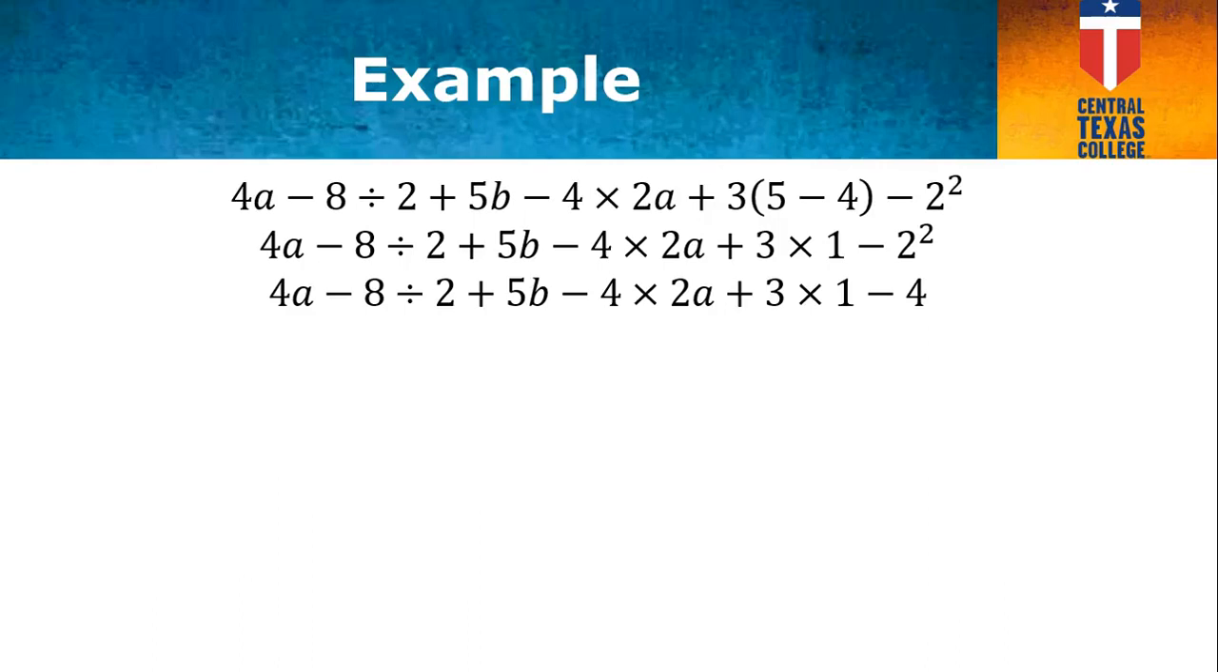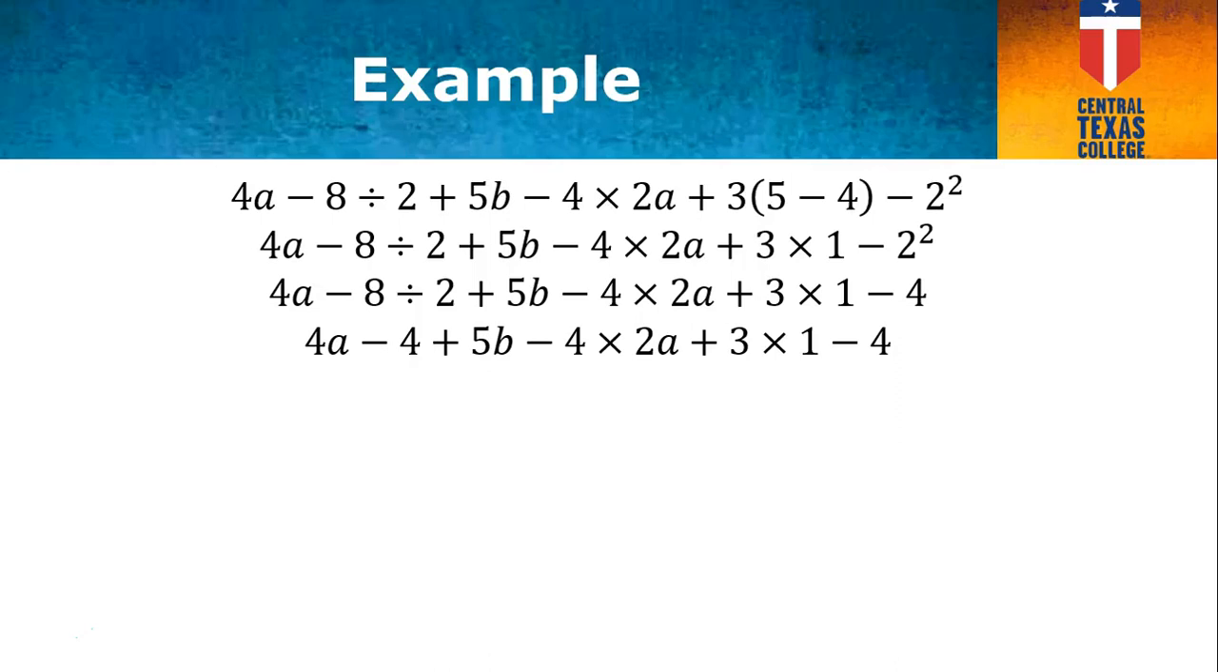So now we're on to multiplication and division from left to right. So the first thing I see is this negative 8 divided by 2, and negative 8 divided by 2 is negative 4. And then same thing, just rewrite the rest of the problem. We're just working step by step. So left to right, so we got that division.